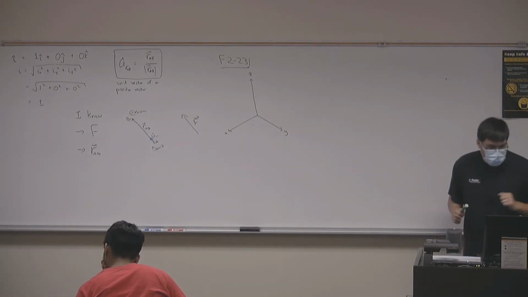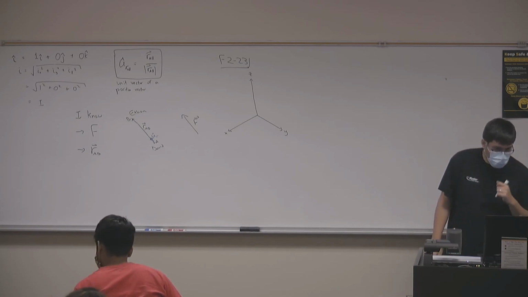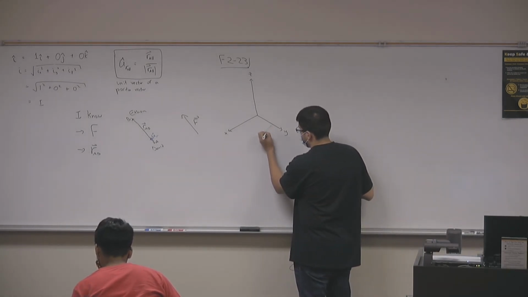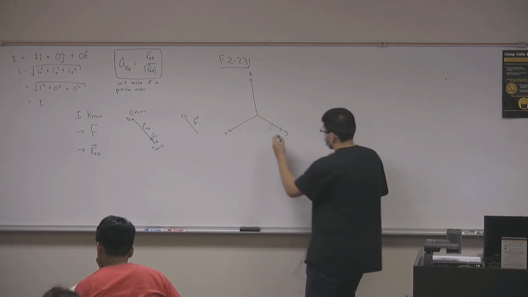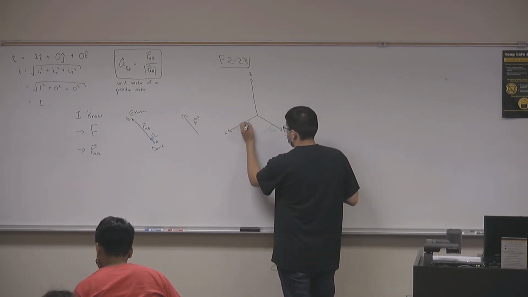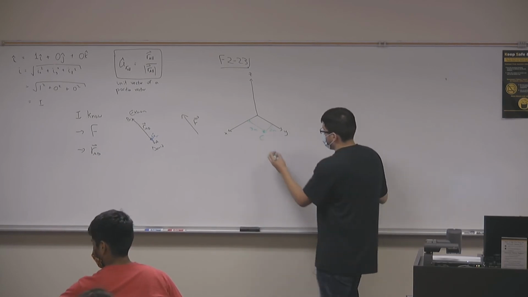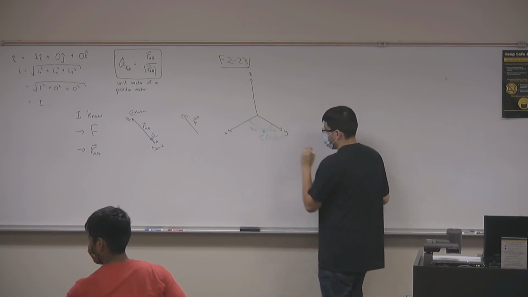And essentially, I have a point C, which is located at 2, 3, 0. So x equals 2, and the units are meters. Y equals 3, and z equals 0. So here's my point C. My point C is located at 2, 3, 0.